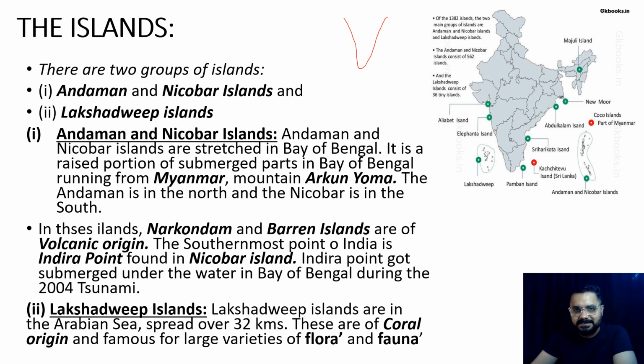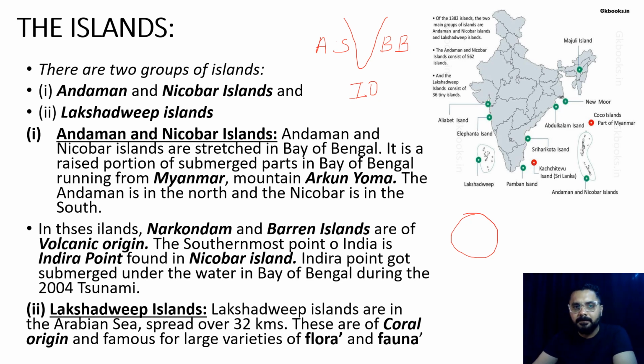Okay, to the west side we have the Arabian Sea, to the east side we have the Bay of Bengal, and to the south we have the Indian Ocean. So this is a piece of land that is surrounded by ocean from three sides, which is called a peninsula. Whereas an island is a piece of land that is surrounded by ocean from all sides. In such a way, islands are grouped into two categories.